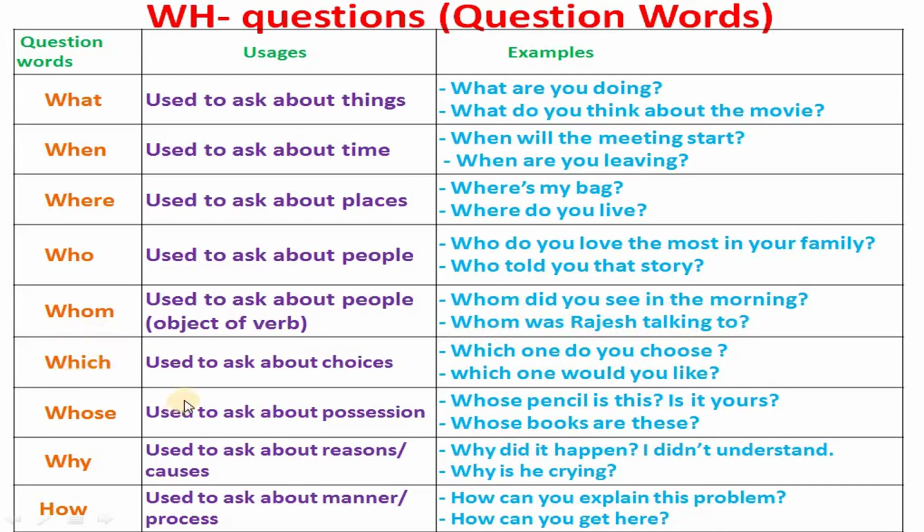Next one is which. Which is used to ask about choices. Which one do you choose? Which one would you like? So these are the examples for which. Next one, whose. Whose is used to ask about possession. See here, possession. Whose pencil is this? Is it yours? Whose books are these? So like that you need to frame using whose.